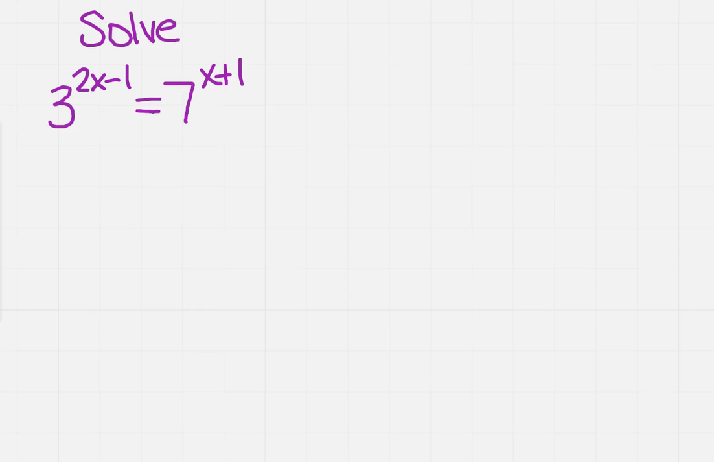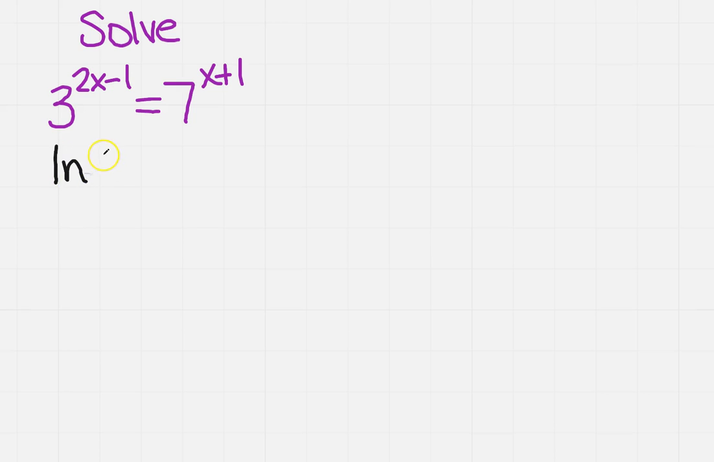So for this next one, we want to solve this equation. Now, when I'm looking at it, it looks really scary, right? But since there's no tens or anything that ends in zeros, I know right off the bat I'm going to be using the natural log. So what does that mean? That means I need to take the natural log of both sides to get started.